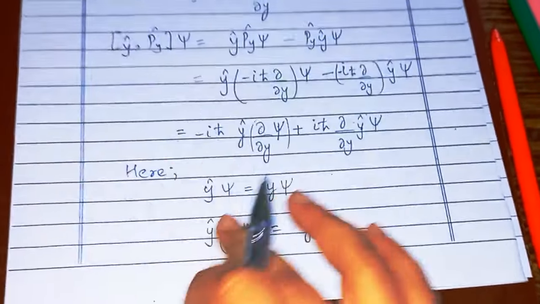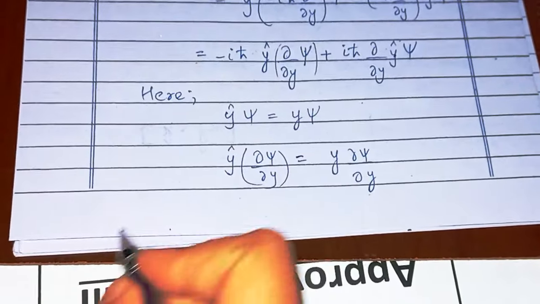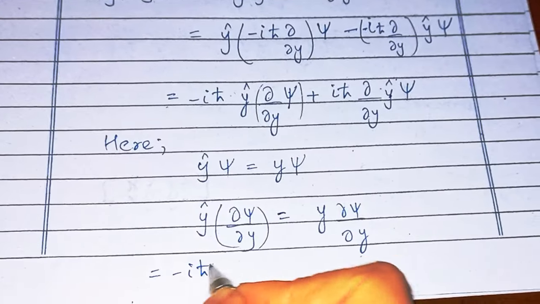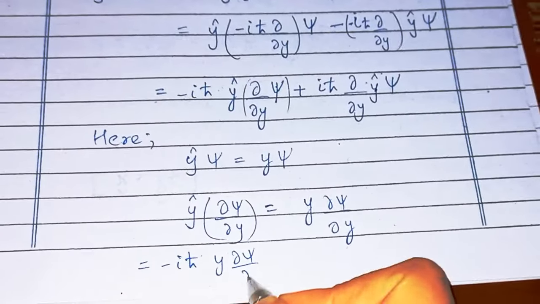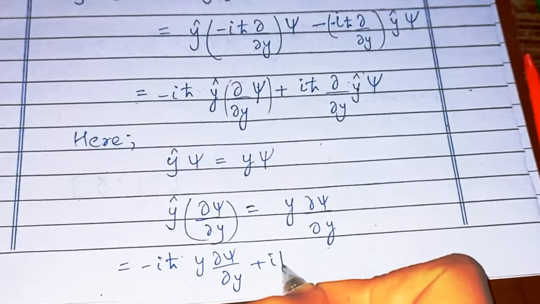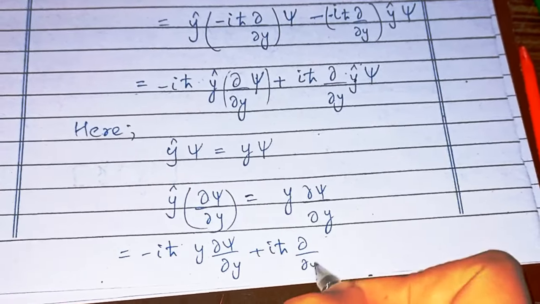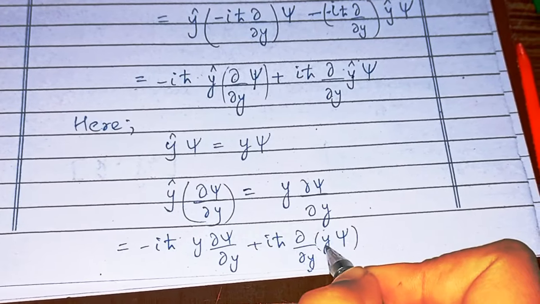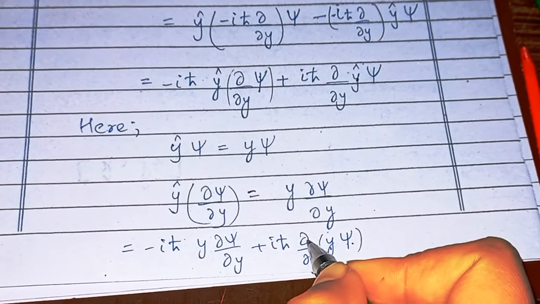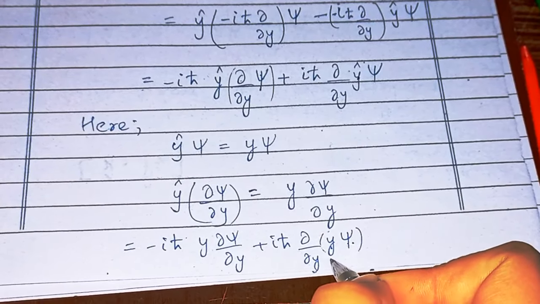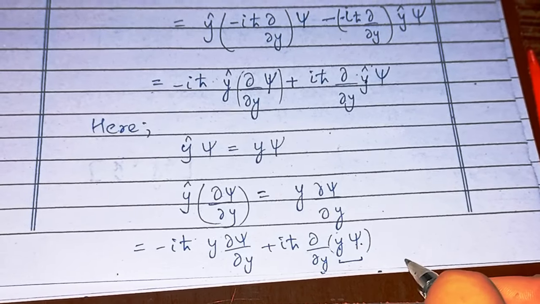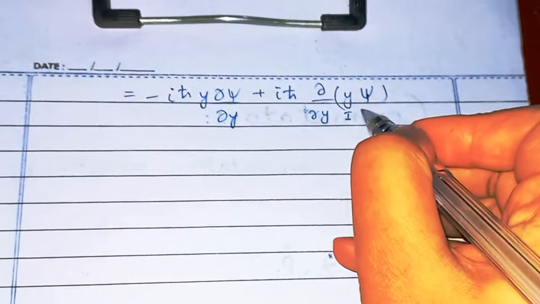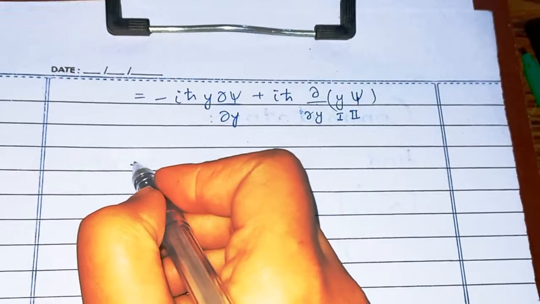So let's put this value right into this expression, and we get minus iota h cut y partial psi by partial y plus iota h cut partial by partial y applied on y times psi. Okay, now we can see that we have two quantities, y and psi. Partial by partial y is applied on these two quantities, so we'll use the product rule again to calculate it. Let this be the first quantity and let this be the second.